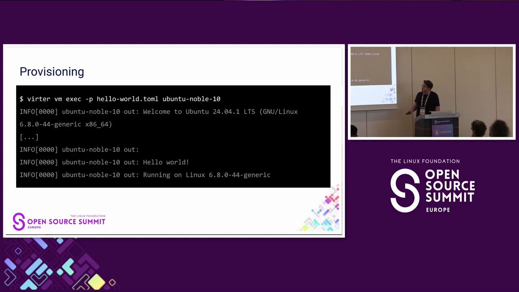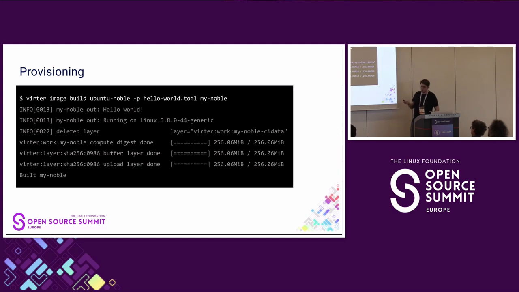For example, if we had a running Ubuntu Noble VM, like Ubuntu Noble 10, we could just do Virter VM exec, supply the provisioning file, and we can see the VM starts up. It says hello world, writes it to the file, and we can see what kernel we're running on. That's one mode of provisioning.